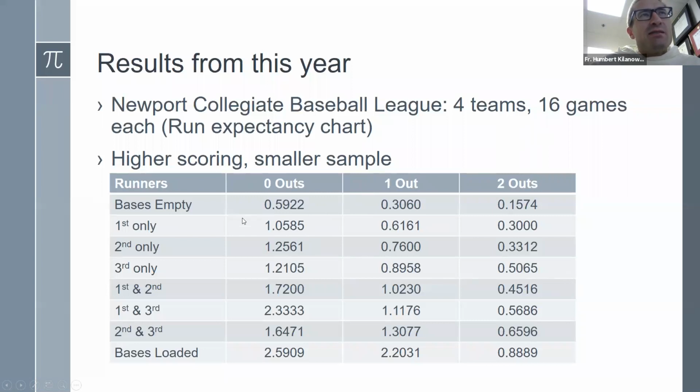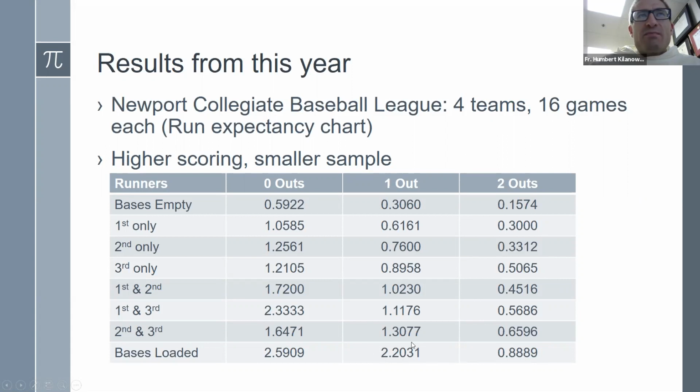And the league tends to be higher scoring. So remember, with the Cape League last year, the base state had a run expectancy of 0.54, but here in Newport it was 0.59. There are also many more runs scored with 2 outs. So in the Cape, this was like a 0.08. Here it's a 0.15.